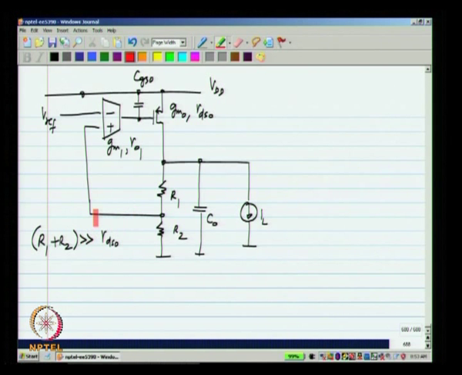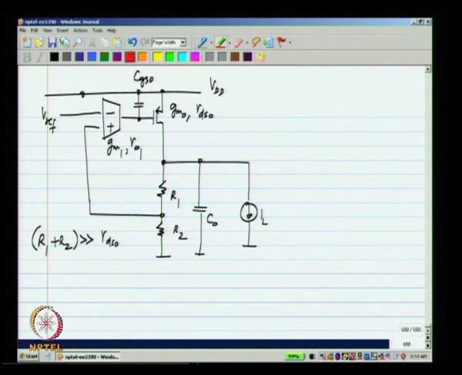Just for simplicity, I have assumed that for all values of load current, R1 plus R2 is much more than RDS0. This is just to simplify the expressions, but instead of RDS0, you can always put R1 plus R2 parallel RDS0 and you will get the more accurate result in case R1 plus R2 cannot be neglected like this. Okay. Now, what will be the loop gain function of this system?